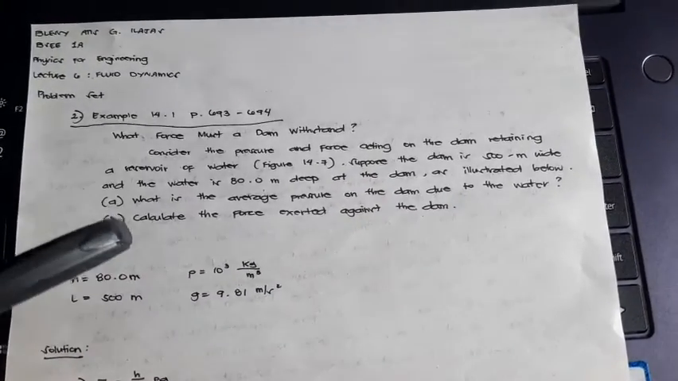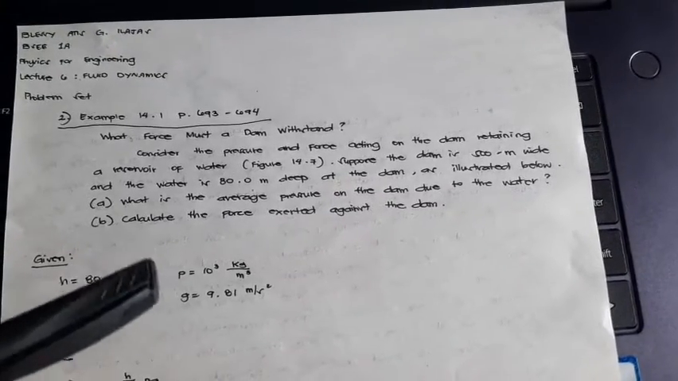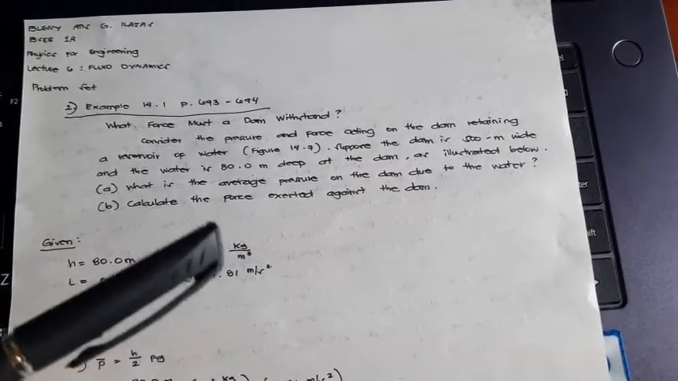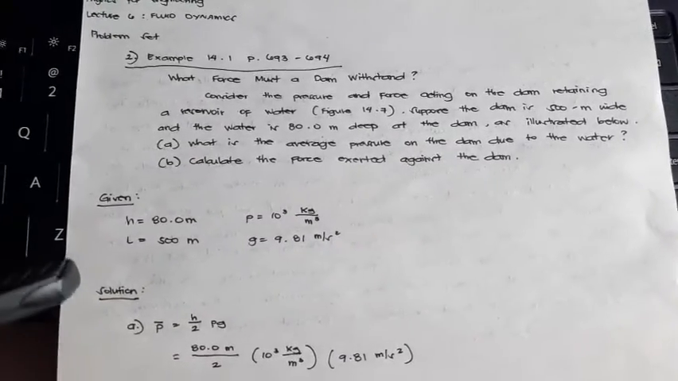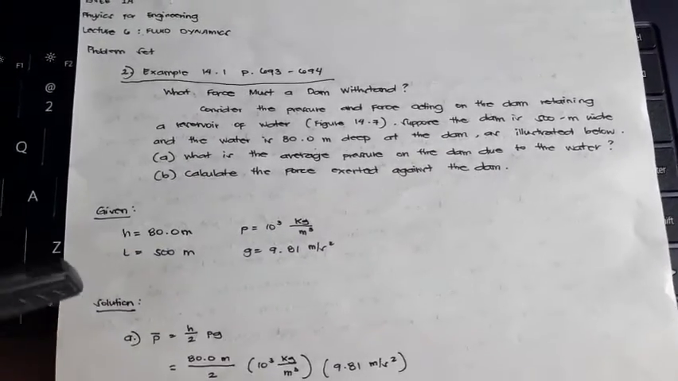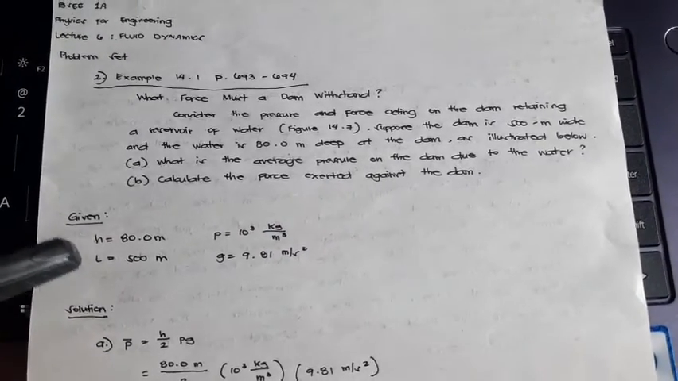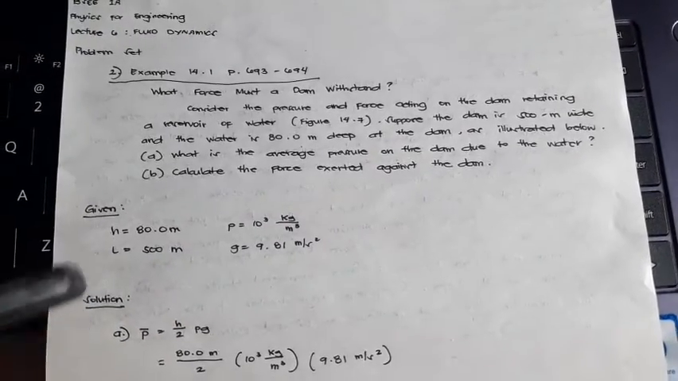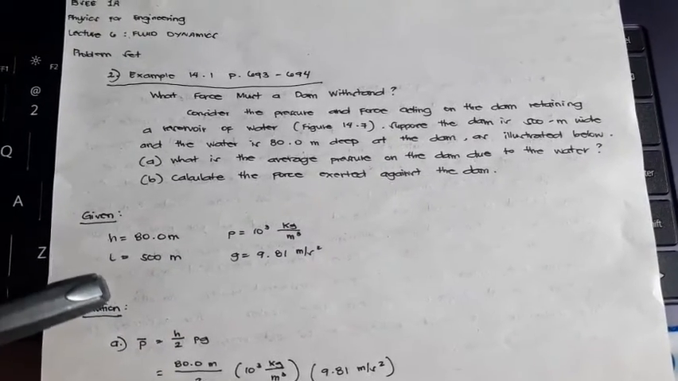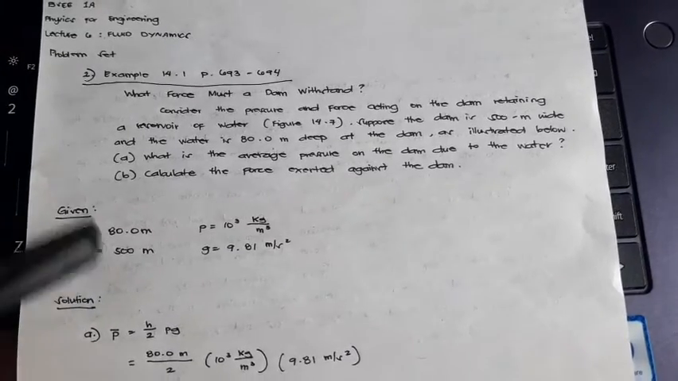A. What is the average pressure in the dam due to the water? B. Calculate the force exerted against the dam. So duha tong gipangita, the average pressure and the force exerted against the dam. So these are the given from the problem set. So the height of the water is 80.0 meter deep at the dam. Then ang length is equals to 500 meter wide at the dam.